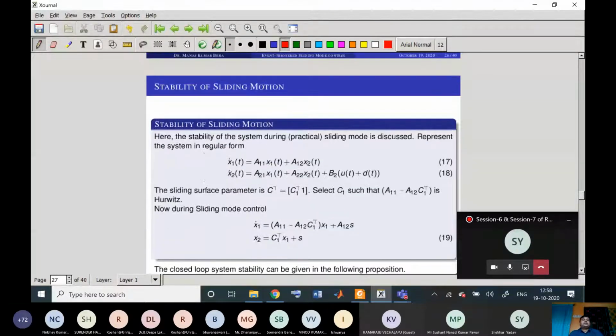Okay. So as I told you, as AS will be inside a bound, then definitely we have to show what will happen to the reduced order dynamics. To do that, again we represent the system in regular form, and then we find that the reduced order dynamics will now be governed by equation number 19, where we can see that an extra term is present, that is A1 S.